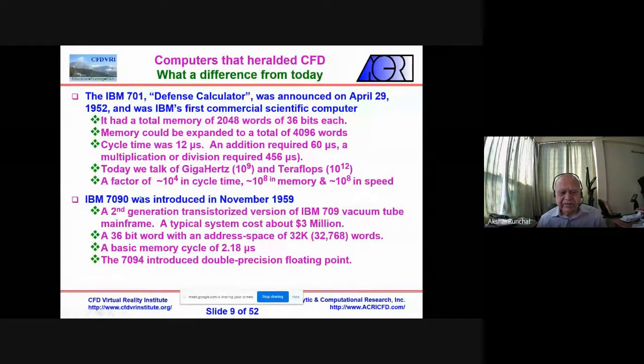So the 7090, that was the first computer I worked on. This was a transistorized version, and it cost about 3 million and filled a whole room. I remember we used to go and physically load tapes on it. It had an amazing amount of memory of 32,000 words, 32K words. And the basic memory cycle had been cut down by a factor of 6, from 12 to 2 microseconds. But the interesting thing that the 7094 did was that it introduced double precision floating point, which came very handy in CFD in the later days, and today you can't manage without it.